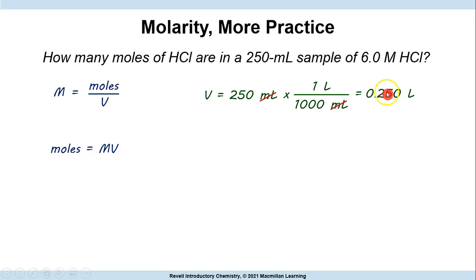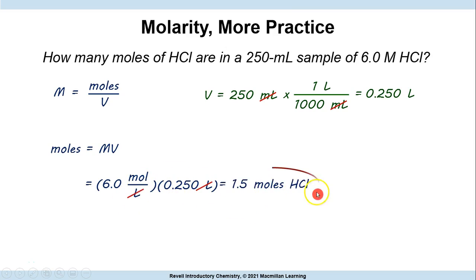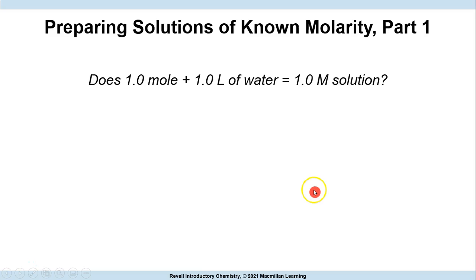Now we are going to multiply the volume by the molarity to get the moles. So we have 6.0 moles per liter. So molar is the same as moles per liter. Here we see that the liters cancel with the liters and we are left with just moles, and that gives us 1.5 moles of hydrochloric acid.